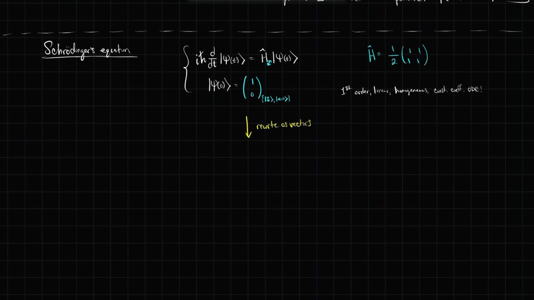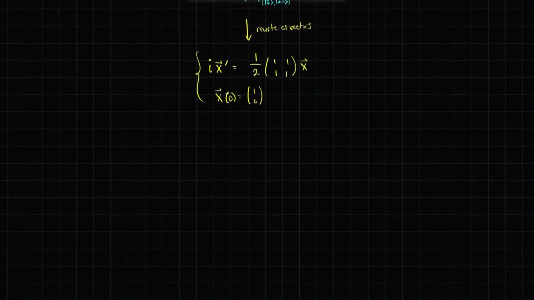As vectors, let's just eliminate the h bar. That's not going to play a big deal for us, but that's an important constant. So we have i d dt on x as a vector. I'm going to replace psi with my vector, equals my matrix 1/2, 1, 1, 1, 1 on x as a vector. Or I can eliminate d dt and just write it as i times x prime, and my initial condition at time 0 is 1, 0. So let's go ahead and solve this and see what we get.